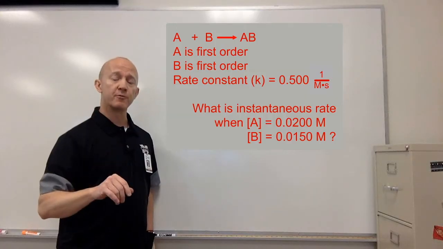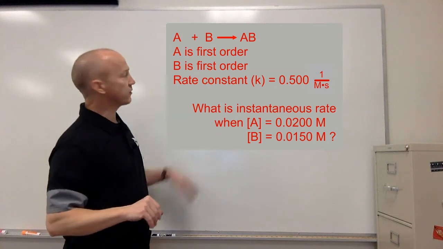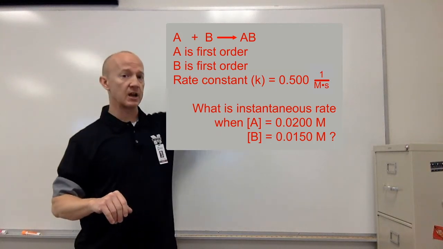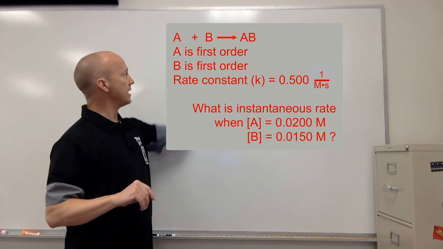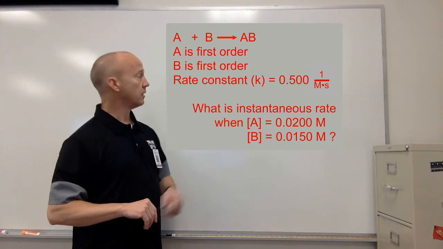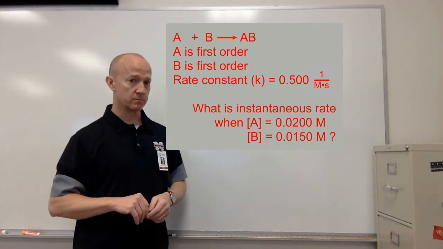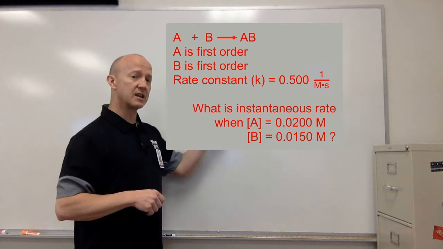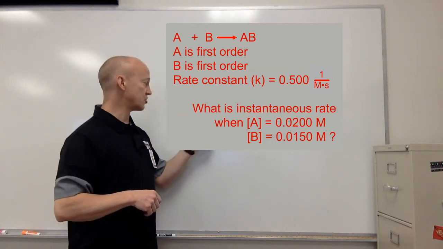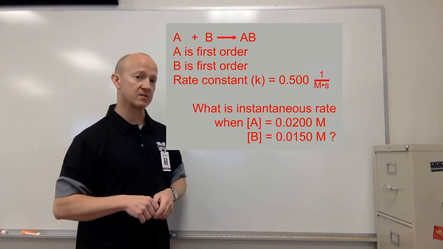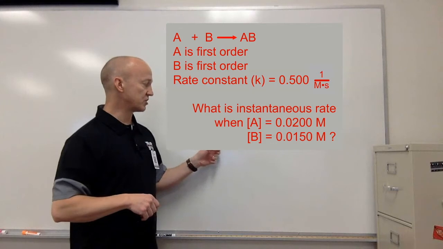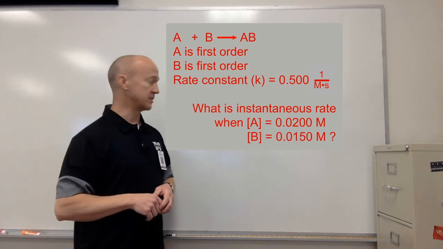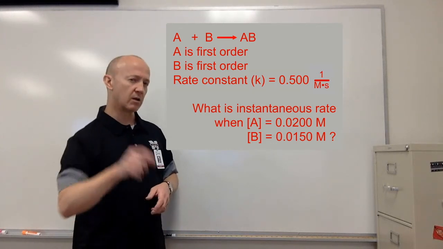Okay, so here's your problem for the day. Let's say we have this generic reaction, A plus B yields AB. And let's say that A is first order and B is first order. The rate constant is 0.500. What is the instantaneous rate when the concentration of A is 2 times 10 to the negative second molar and the concentration of B is 1.5 times 10 to the second molar? All right, go get them.